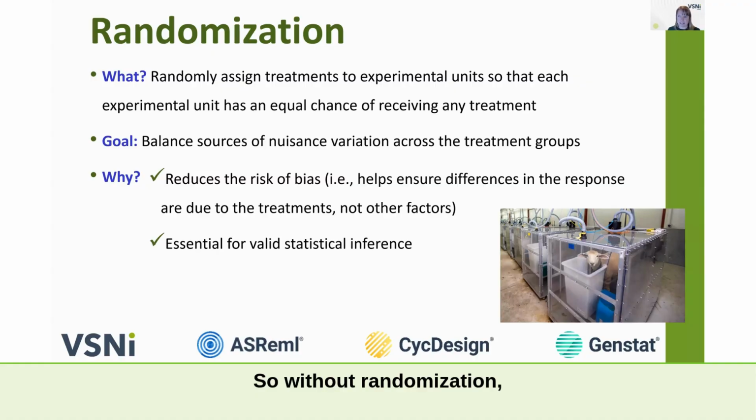Without randomization, confounding can occur, and this makes it really difficult for us to determine if those effects we see in our experiment are caused by the treatment or by something else entirely that we're not interested in and that we don't really know about. Another important aspect of randomization is that most statistical methods rely on the assumption of randomization. So therefore, it's also essential for our statistical inference to be valid.